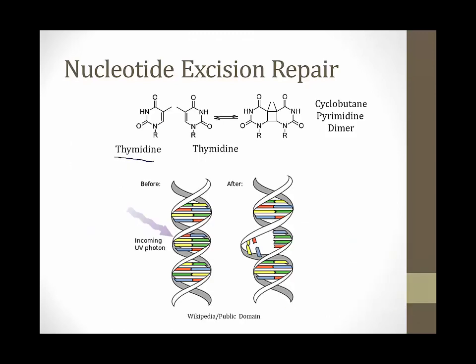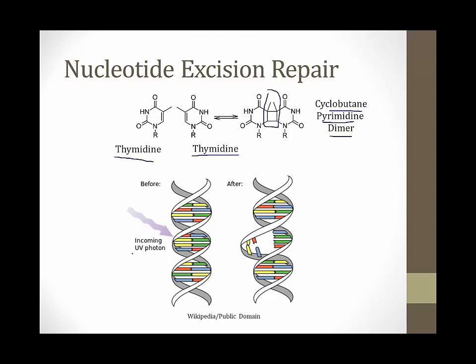So thymidine is one of the pyrimidine bases, and two thymidine molecules can become linked together, as I've shown at the top of the screen here. This forms what's known as a pyrimidine dimer. This one I've shown on the screen specifically is called a cyclobutane pyrimidine dimer because of this structure that links the two pyrimidines together. And at the bottom of the screen is a depiction of what can happen to the double strand of DNA when this occurs.